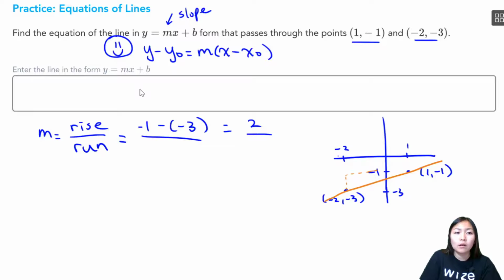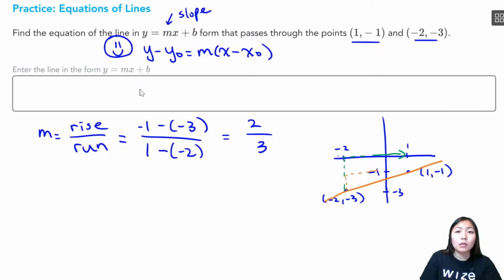Okay, now let's look at the run. How did I go from -2 to +1? Well, I went to the right 3 steps, so I know it's going to be 3. Or again, you can take your ending x point, x2, minus your x1, and you're going to get 3 as well. Okay? Let me just write this properly. We know the slope is going to be 2 over 3, or 2/3.